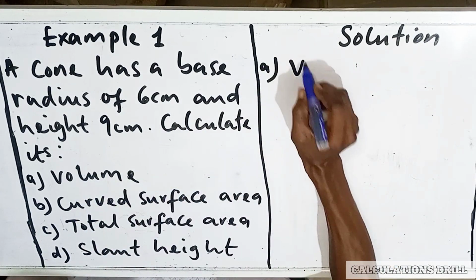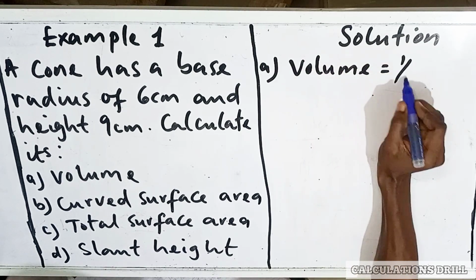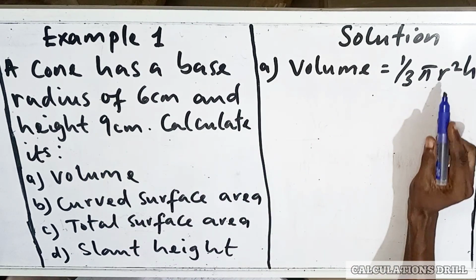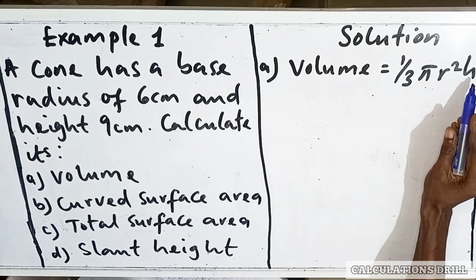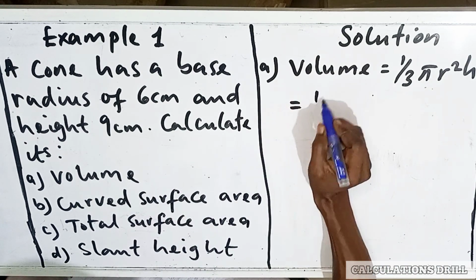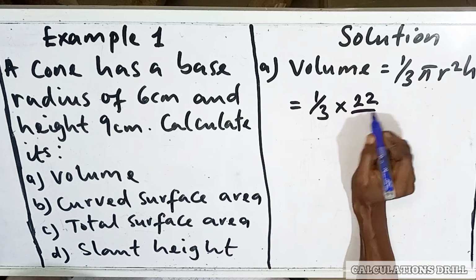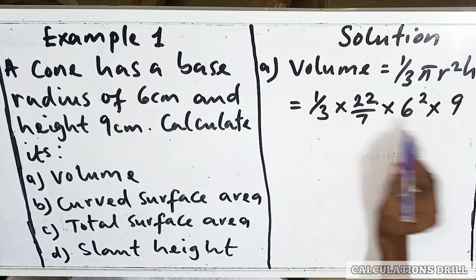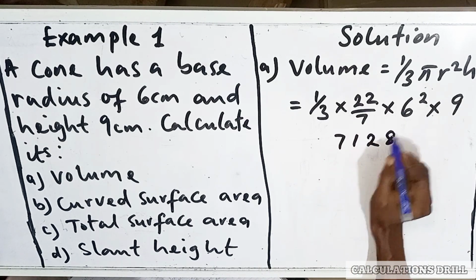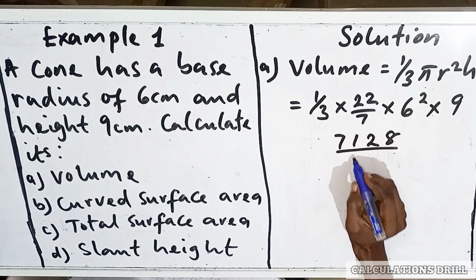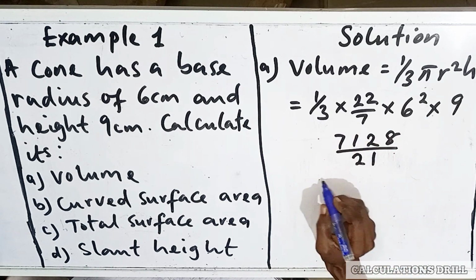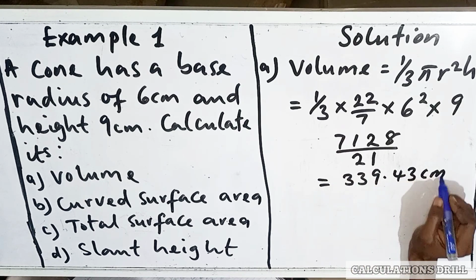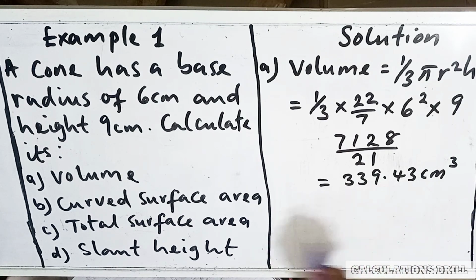Remember your formula for volume of a cone, 1 over 3 pi R square H. From the question, our R, which is radius, is given to be 6, and our height is given to be 9. So we input them, and that will give us what you can see on the board there. So we use our calculator and multiply. That gives us 7,128 over 21. Then when we do that, our answer is equal to 339.43 centimeter cube. The unit is very important.